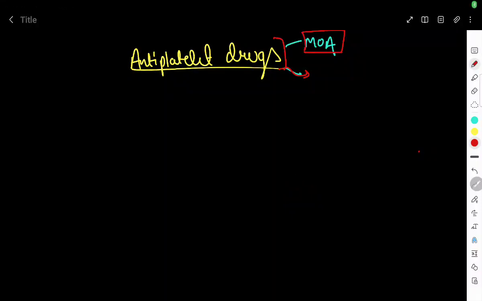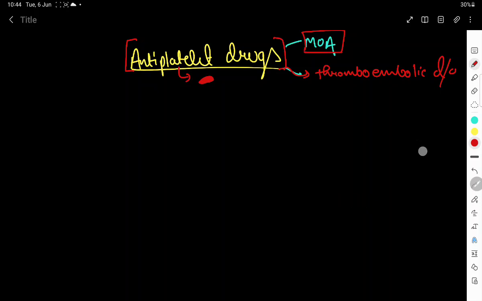Hello everyone. This video is meant to help us understand antiplatelet drugs and their mechanism of action. We know platelets are known to cause a platelet plug, so these drugs are used in thromboembolic disorders.